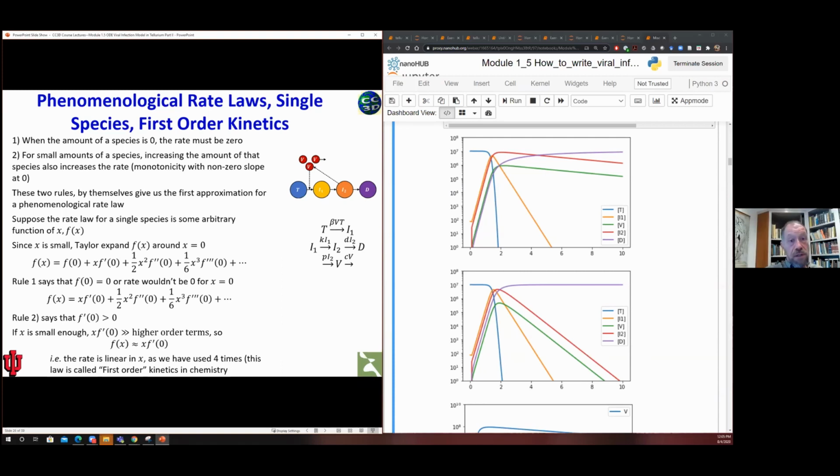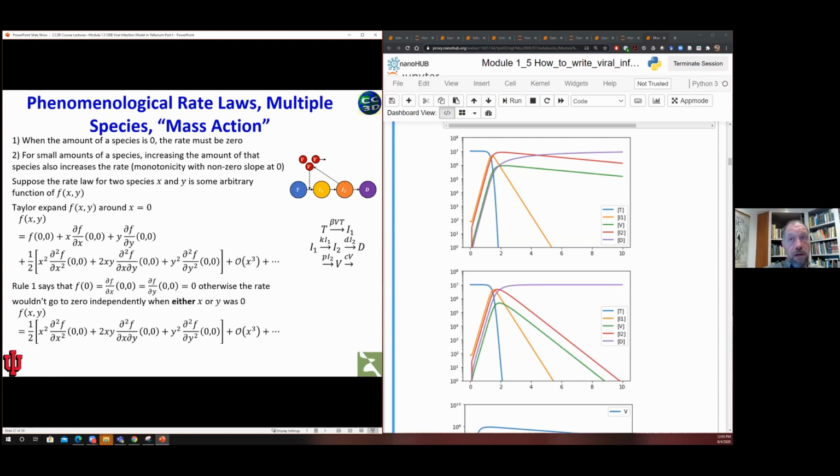If the slope were 0 at 0, then those higher order terms would come in and we'd have something more complicated. But to begin with, as long as that slope is non-zero at 0, as long as the rate is not 0 for very small values of x, we're going to get f of x is approximately linear. And that's what we call first order kinetics. And in our equations here on the right, we have used it 1, 2, 3, or 5 times.